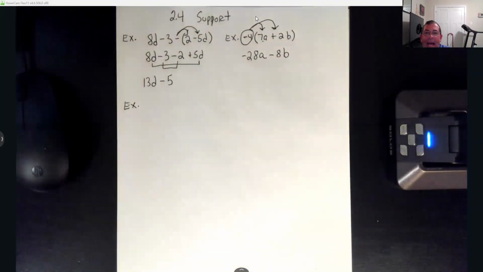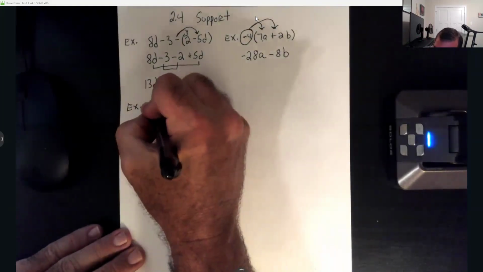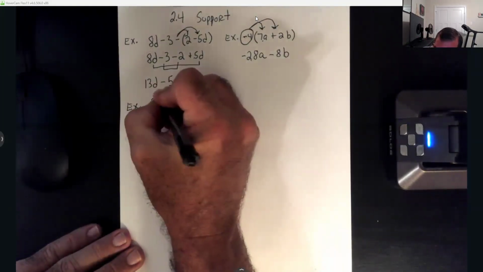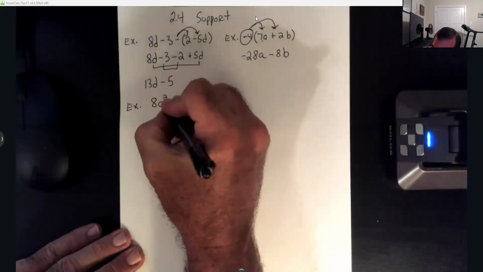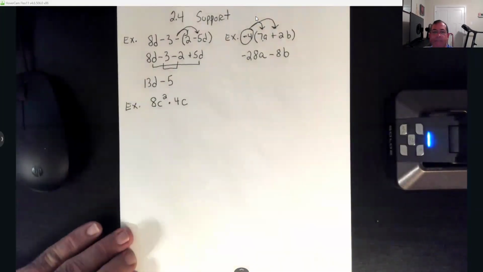All right, so y'all got the idea about the distributive property and the like terms, okay? So what about this? 8c squared times 4c.